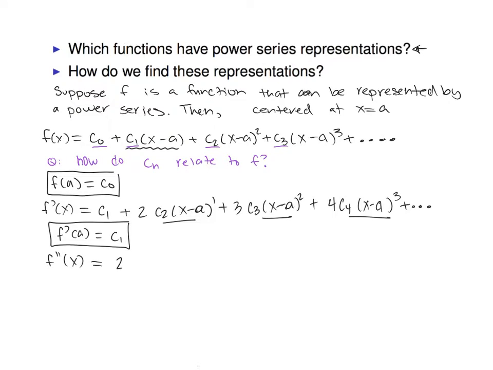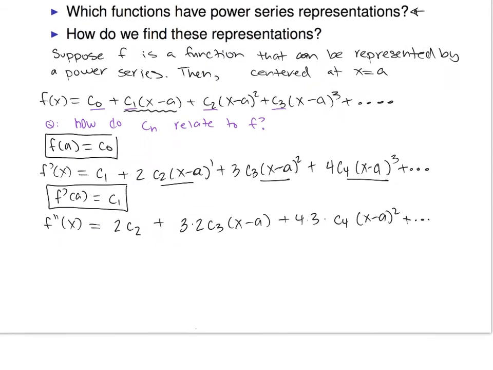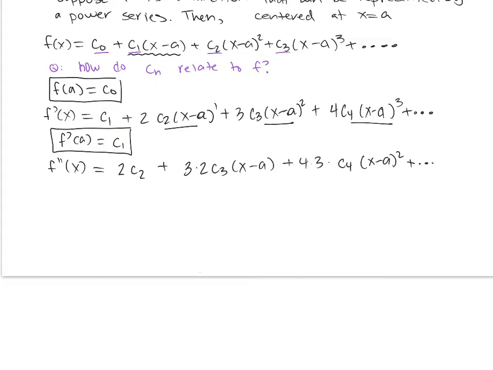Okay, so we have 2c2 plus 3 times 2c3 times x minus a plus 4 times 3 times c4 times x minus a squared. There's a reason I'm not multiplying stuff together. It's because it's actually easier to see the pattern if you don't. And once again, you plug in a. Well, f double prime of a is equal to 2c2, which implies, solving for c2, that c2 is 1/2 f double prime of a.